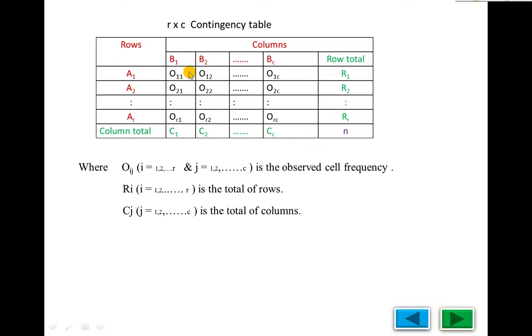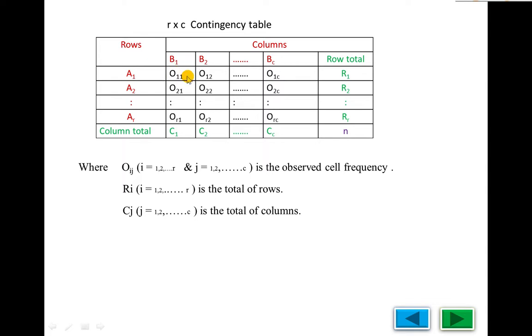And this is the intersection area, the common area. Intersection means common area. So the common area of the first row and first column is represented by O11. This notation represents the first row, first column, the observed frequency, or simply frequency. You can also use F0 for observed frequency. But in the formula we use two types of frequencies, observed and expected, so we use the notation O instead of F.